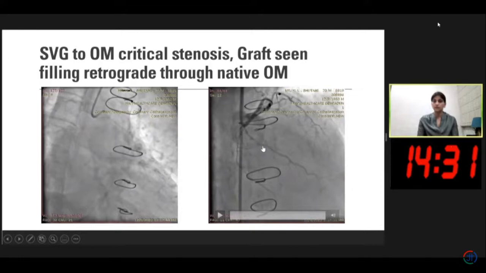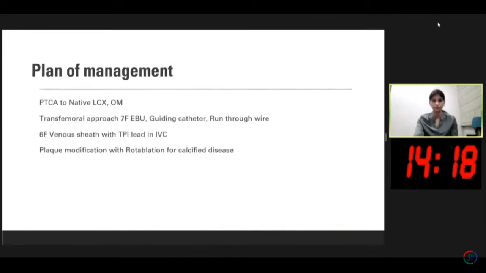Now, because this was a dominant circ and there was a proximal lesion, I thought we should do rota to the proximal circ, and we should implant a stent in the proximal artery, and that should take care of this OM also. So the plan of management, we wanted to do rota. We took a 7F EBU catheter.